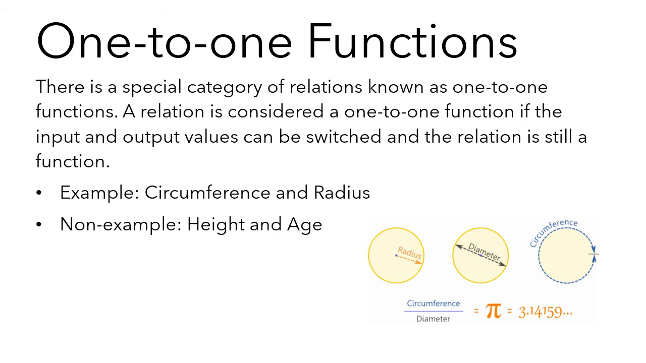Within the functions, there's an even more special category called one-to-one functions. Relations are known as one-to-one functions if the input and output values can be switched and the relation is still a function. For example, circumference and radius of a circle. If I tell you the circumference of a circle, then you can for sure tell me the radius. And vice versa, if I tell you the radius, you can for sure tell me the circumference. So that is a one-to-one function.